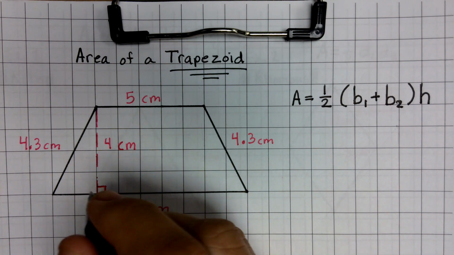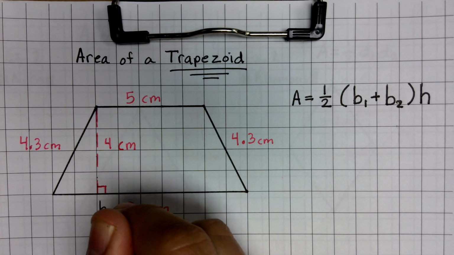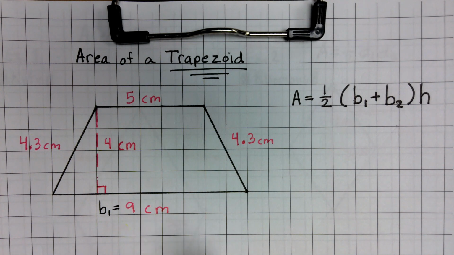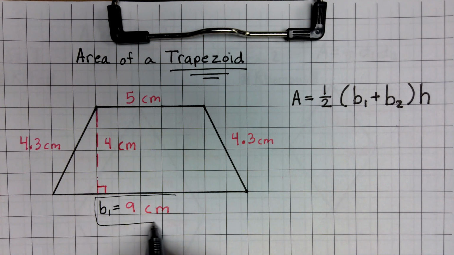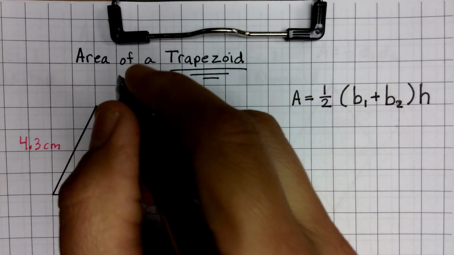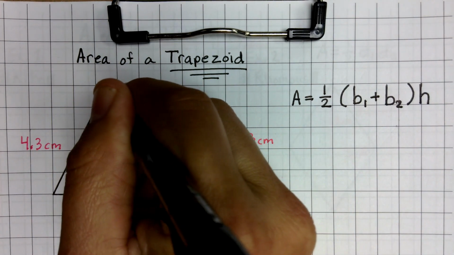For instance, I'm going to call this one down at the bottom B1. I'm going to label it B1 and put equals. So we're going to be using this in our formula. And then we have B2, our base 2, and that's going to be this one at the top.